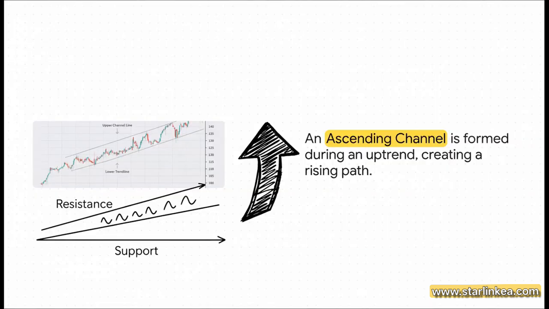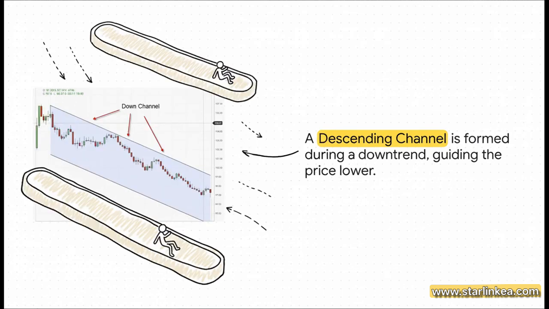Here's a perfect example of what we call an ascending or rising channel. That lower line is our trend line, and it's acting as support. The upper line is acting as resistance. And together, they create this really neat upward sloping path for the price to follow. And of course, here's the opposite: a descending channel. I mean, you can clearly see how the price is just contained within these two parallel downward sloping lines. It's almost like a slide, just guiding the price steadily lower.